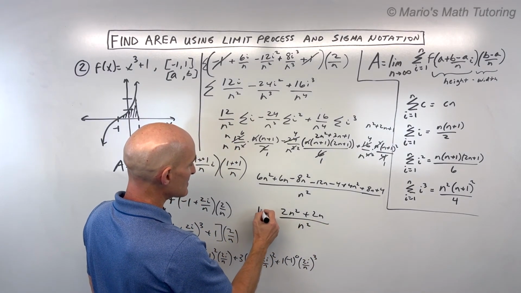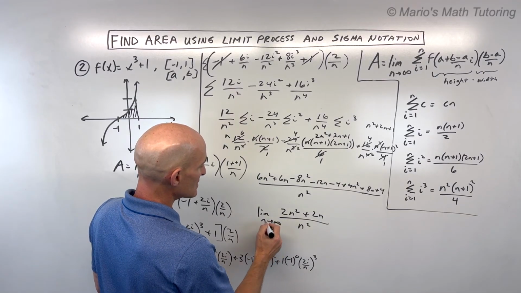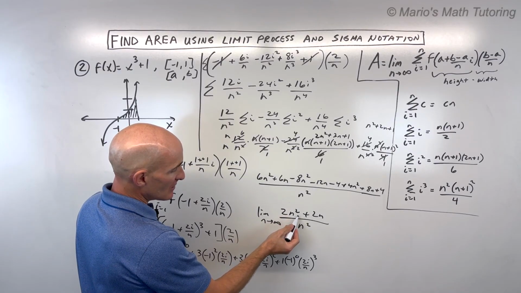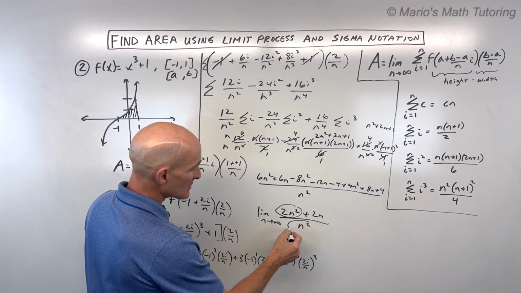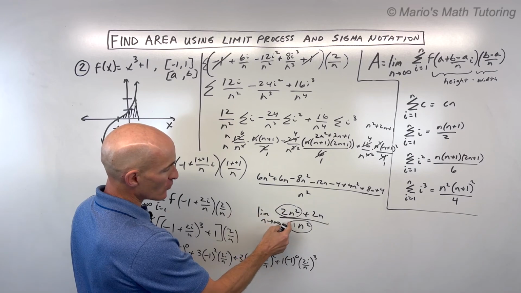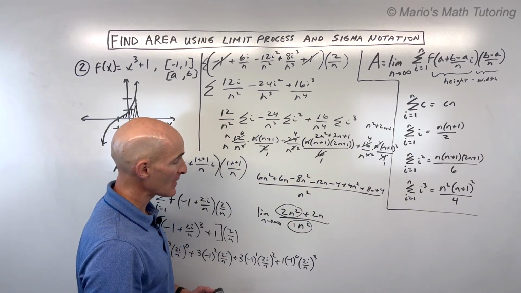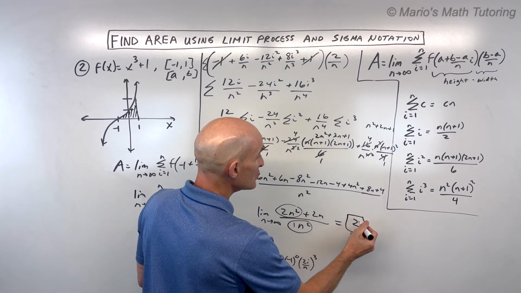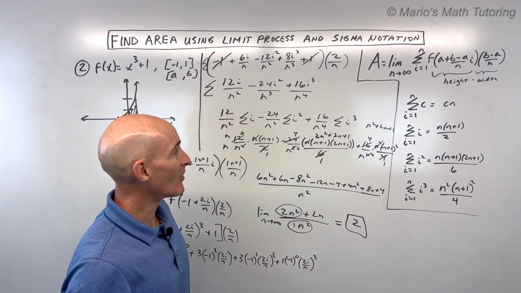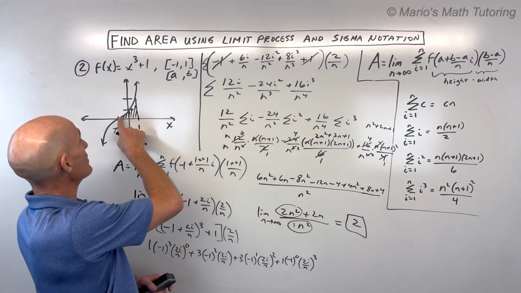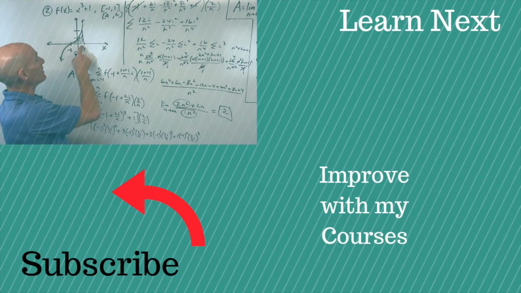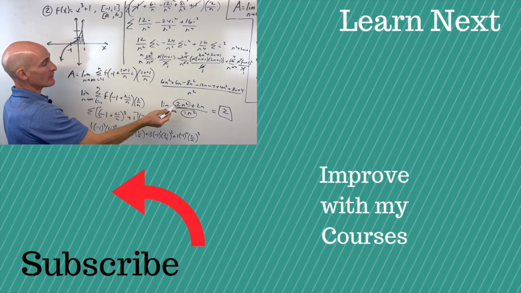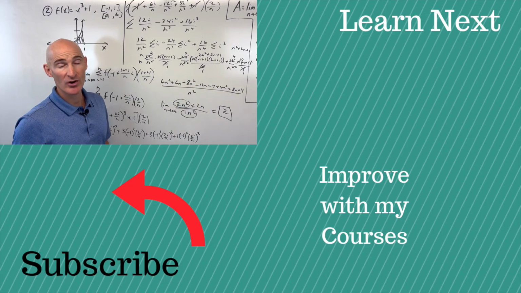Now keep in mind, this is the limit as n approaches infinity, right? So you can see, again, we have a tie between the highest power term in the numerator and the highest power term in the denominator. When that happens, it's the ratio of the coefficients that's our limit. So in this case, it's going to be 2 over 1, which is equal to 2. So what that means, all that arithmetic, what that means is this area between negative 1 and 1, underneath that curve, x cubed plus 1, is going to be an area of exactly 2 square units.